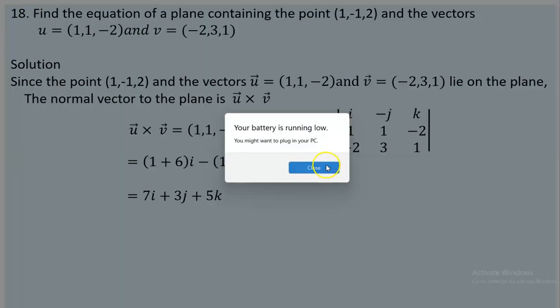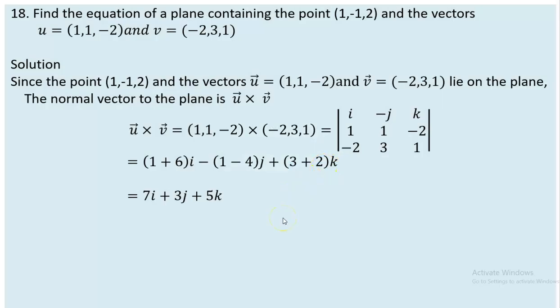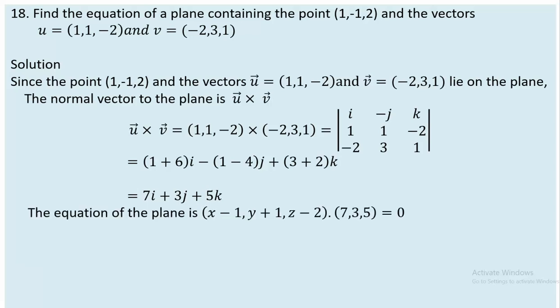So what we can do is the following one. So what comes next is, this 7i + 3j + 5k is already obtained. So now we can proceed. The equation of the plane is going to be (x - 1, y + 1, z - 2). Basically this is obtained as x minus x naught, your x naught is 1, and y minus y naught, your y naught is -1, so minus minus makes plus, so y + 1, z minus z naught, so z naught is 2, dot with the normal (7, 3, 5).